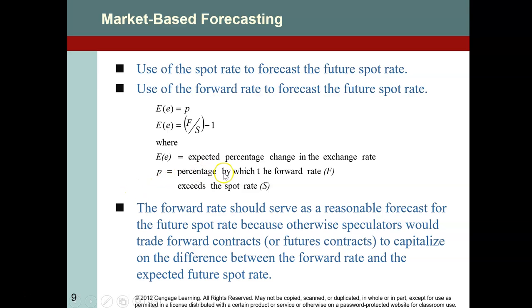P is the percentage by which the forward rate exceeds the spot rate. Okay, this equation can also be written as forward minus S divided by S. The forward rate should serve as a reasonable forecast for the future spot rate because speculators would trade forward contracts or futures contracts to capitalize on the difference between the forward rate and the expected future spot rate.